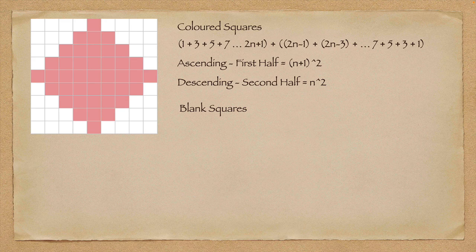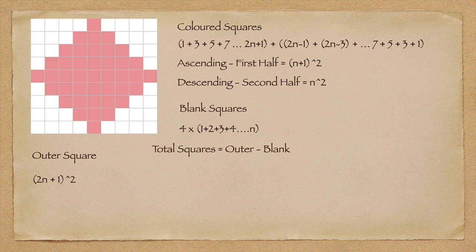Now let's look at the other side of seeing things, which is the blank squares, which is nothing but 4 times 1 plus 2 plus 3 plus 4 and so on till n, which is nothing but triangular numbers. The outermost square, which is the colored plus the blank square put together, is 2n plus 1 whole square. This is the maximum length, right? So this can be used to look at the entire pattern as the total number of squares is outer minus blank. The outer one is 2n plus 1 whole square.